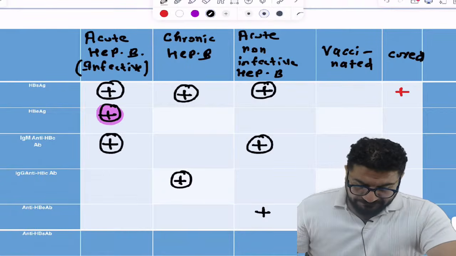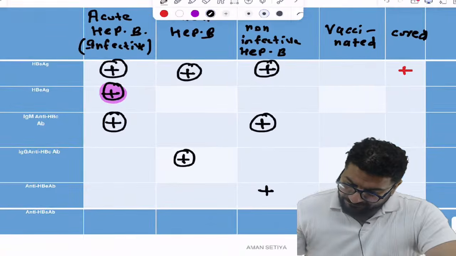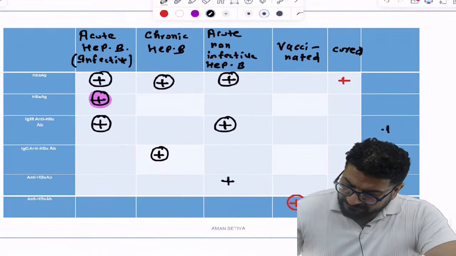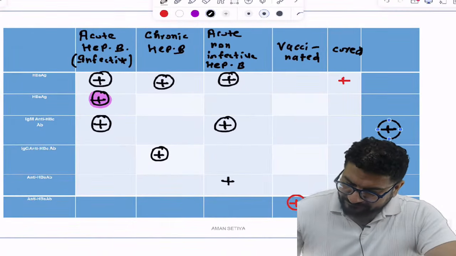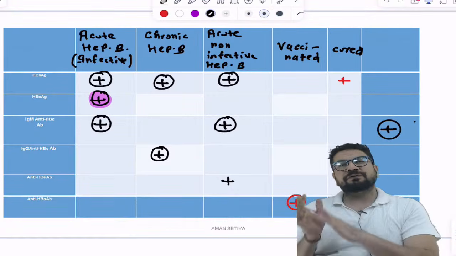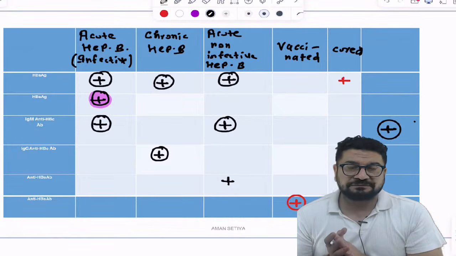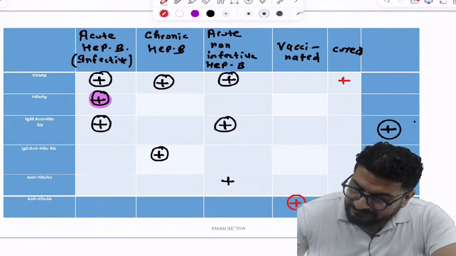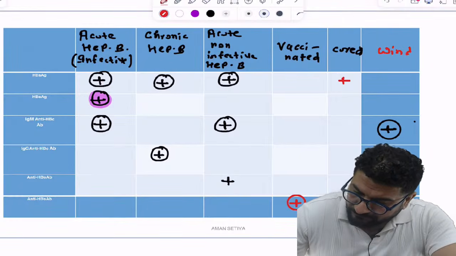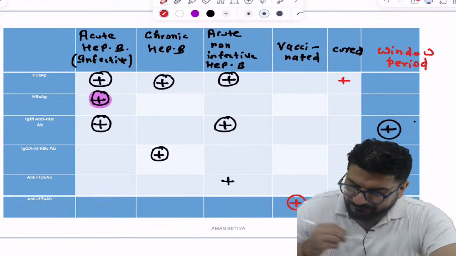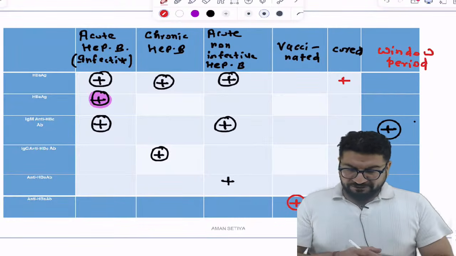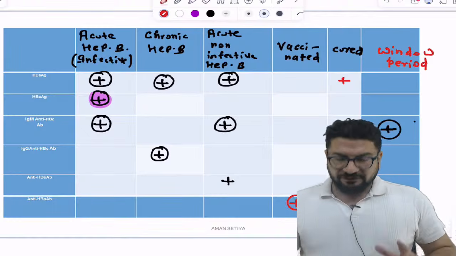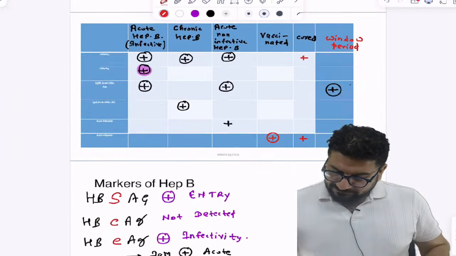Now see, IgM is so fast, IgM इतना fast होता है, so it comes positive. सिर्फ IgM अगर पॉजिटिव है, so IgM turns positive before surface antigen turns positive. So this phase is called window period. इस phase को क्या बोलते हैं? We call this window period. Very, very important. So this is about different types of markers which they ask in exam.